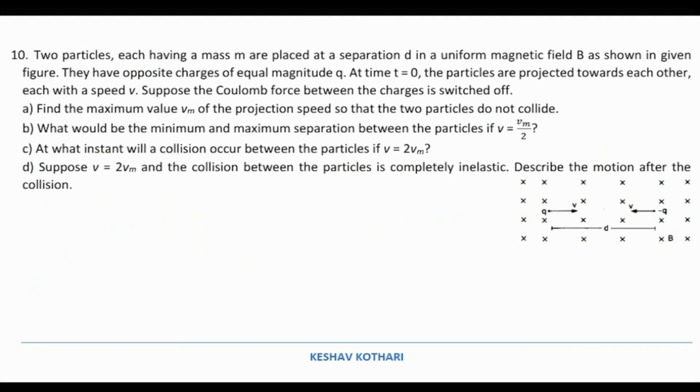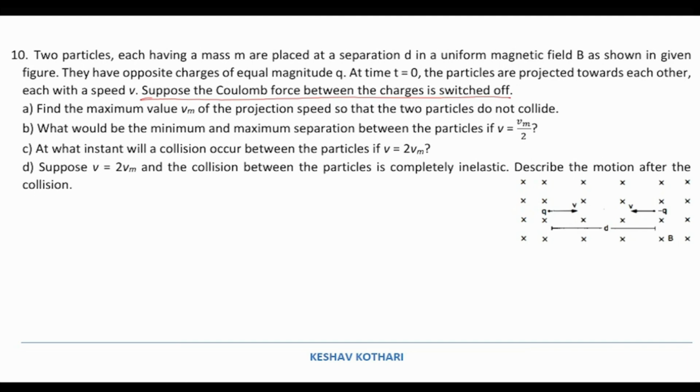Suppose the Coulomb force between the charges is switched off. So this is an interesting point which must be kept in mind, that the Coulomb force between the charges is switched off. Find the maximum value Vm of the projection speed so that the two particles do not collide. In the next part, the question is stating what should be the minimum and maximum separation between the particles if the above calculated velocity is reduced to half.